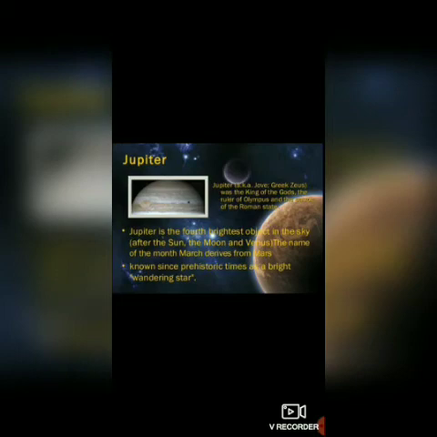Jupiter. Jupiter is the fourth brightest object in the sky after the Sun, the Moon, and Venus, and it is the biggest planet in the solar system. Since prehistoric times, it has been known as a bright wandering star.